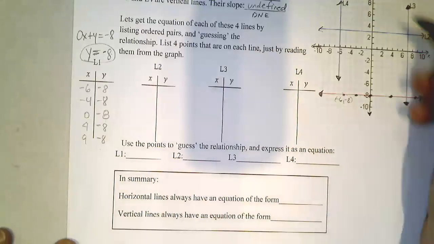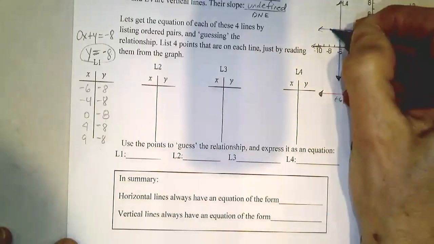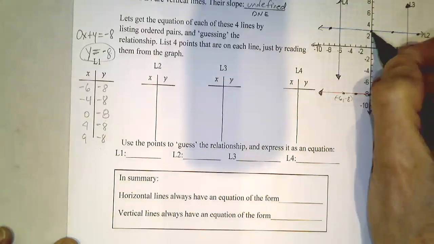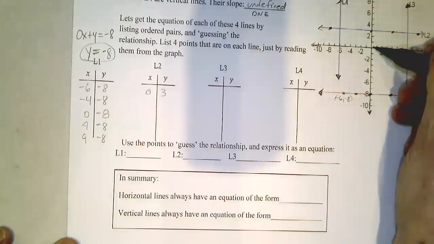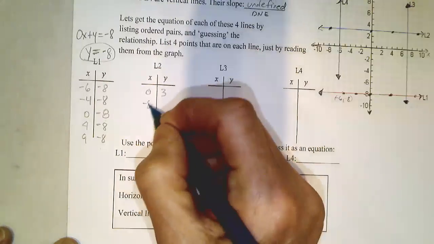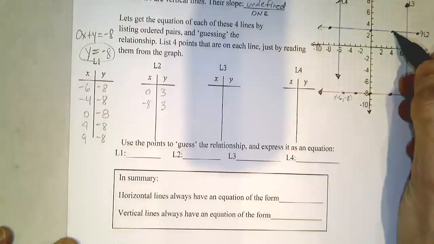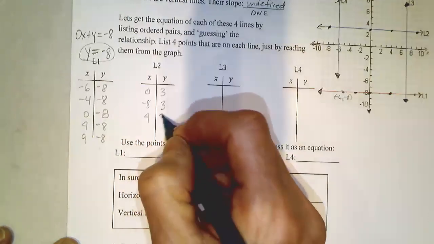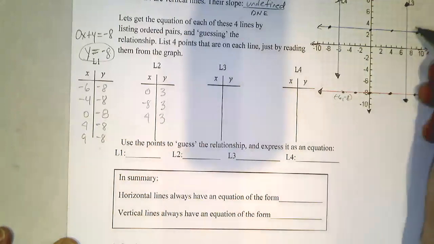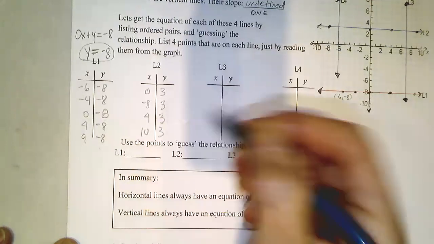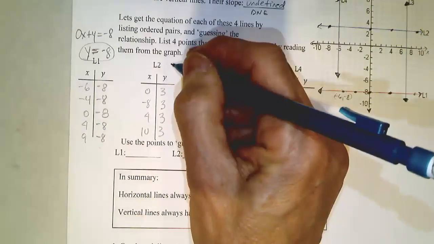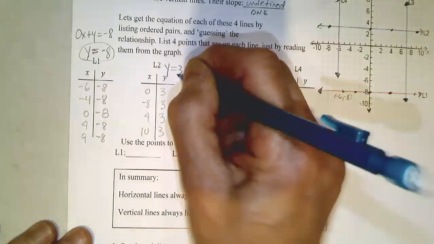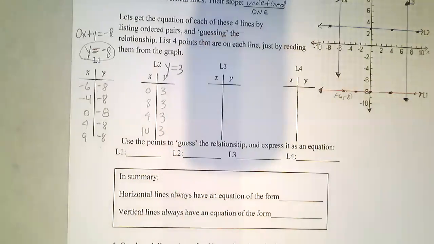So look at L2. I'll take these random 4 points. This is the point 0, comma, 3. Way over here would be -8, comma, 3. This one is over 4, up 3. See what's happening? And then, of course, this one is 10. So what do you think the equation of this is based on the pattern? That's right, I can hear you yelling. It's y equals 3. I mean, it's really 0x plus y equals 3, but nobody writes the 0.